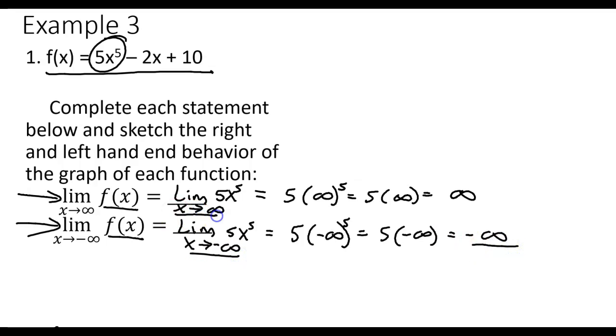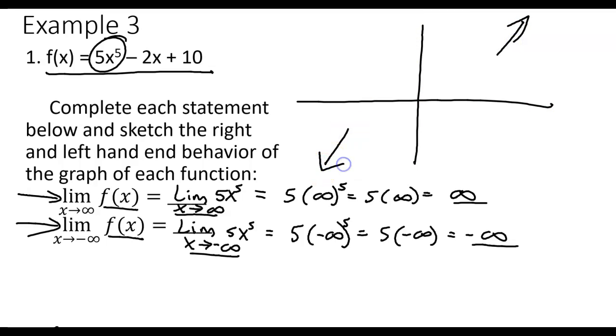So on the right, we're going up, and on the left, we're going down. We could sketch a picture of that. On the right is up, on the left is down. And that's all we know. In later lessons, we're going to figure out what the rest of the graph looks like, but for now, we're just looking at the end behavior. Okay?